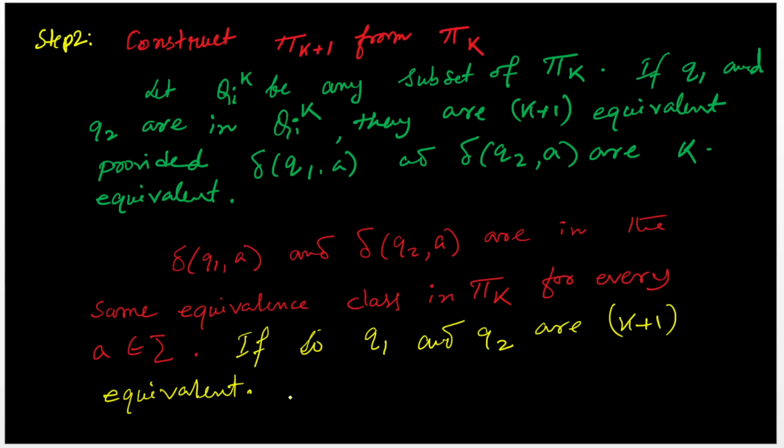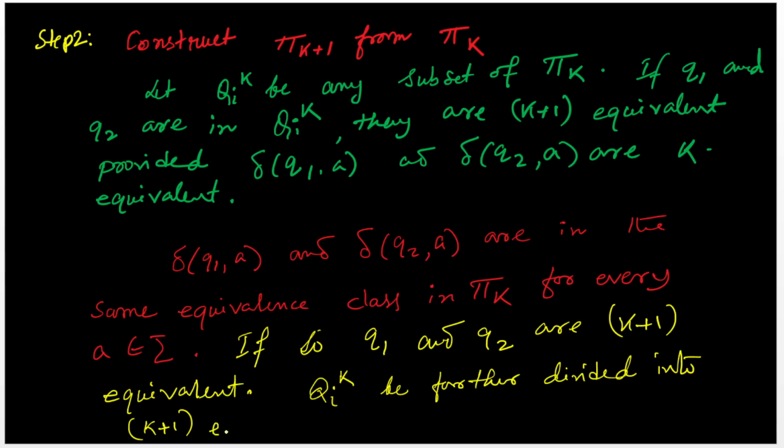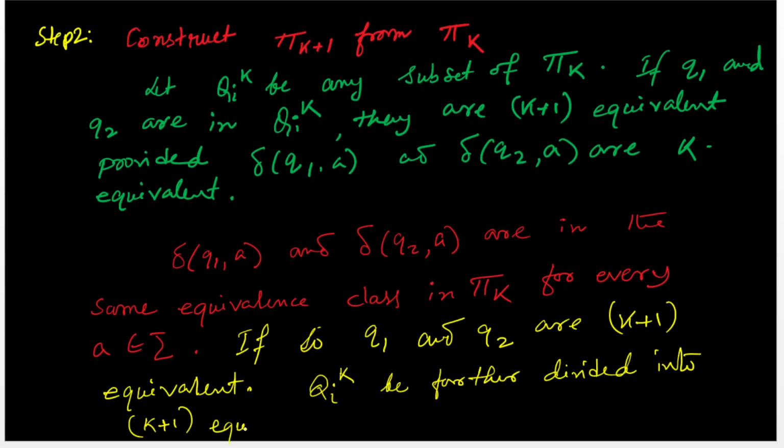So in this way, qi of k is further divided into k plus 1 equivalence classes. And we have to repeat this procedure, step 2, we have to repeat.